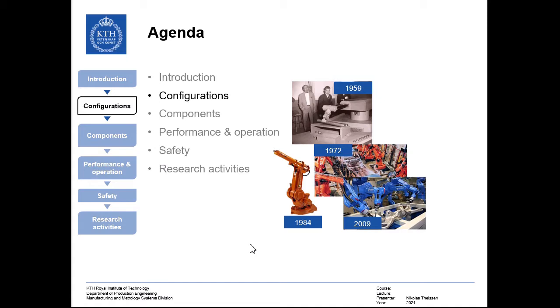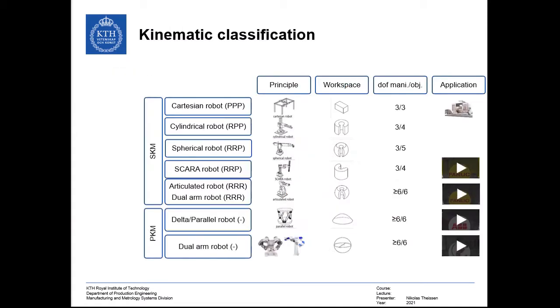Configurations, or more simply, the shape of the industrial manipulators. We can also refer to this as the kinematic classification, as we're going to look into how different industrial manipulators move without paying attention to the forces that are required to make this movement happen.